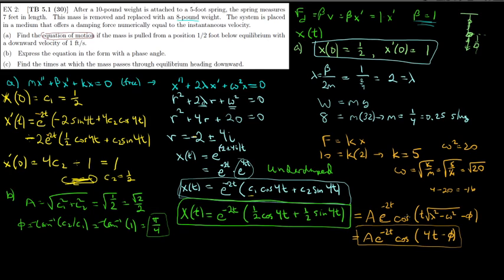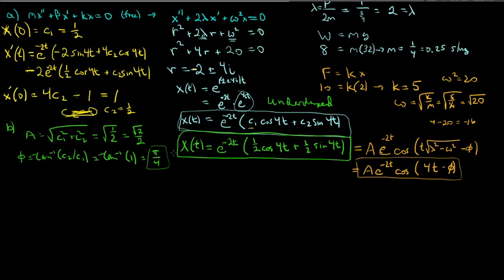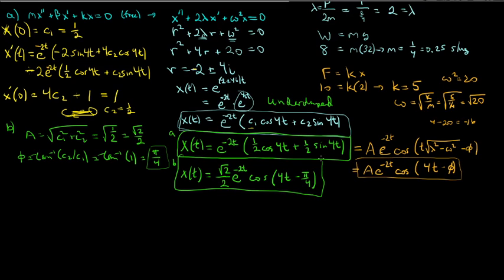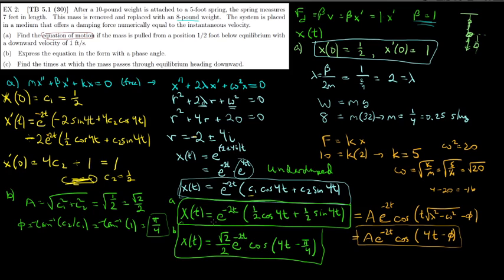And now, I can scroll down a little bit here. We can rewrite this x of t in this form here. Right, so this is for part B. This is part A, part B. So A, which was square root of 2 over 2, times e to the negative 2t times the cosine of 4t minus pi over 4. And so that writes the equation in the form with the phase angle. So I hope that helps.